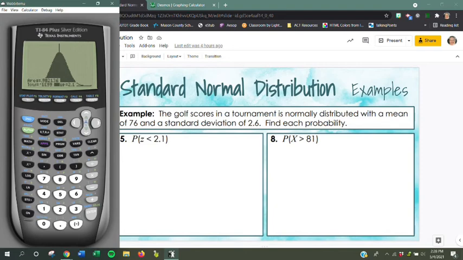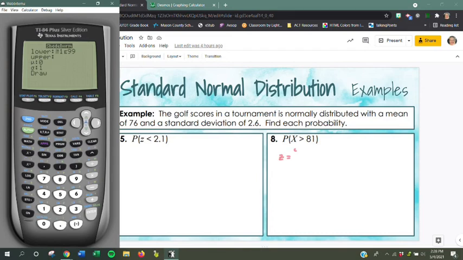So moving on to problem number 8, we're going to hit clear to get out of the graph, and then we have to clear this screen too, or it's going to keep giving us the same answer over and over. So we don't have to redo the window, but we're going to go back to second variables, go over to draw, hit enter. On this one, we first have to find the z-score because right now we just have a value. So we're going to take this 81 and we're going to find the z-score for it.